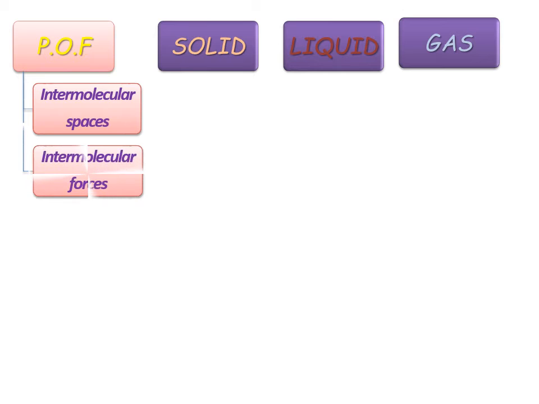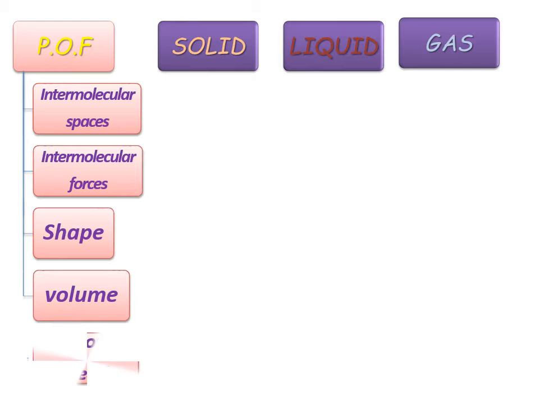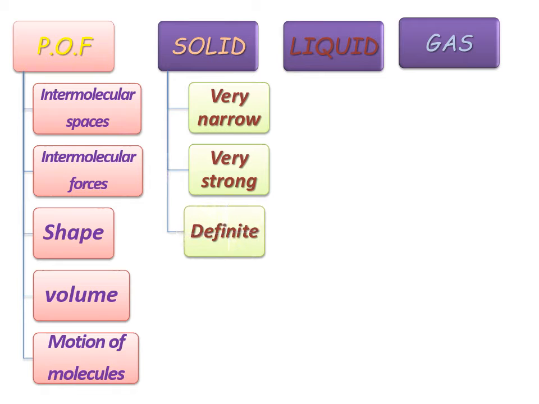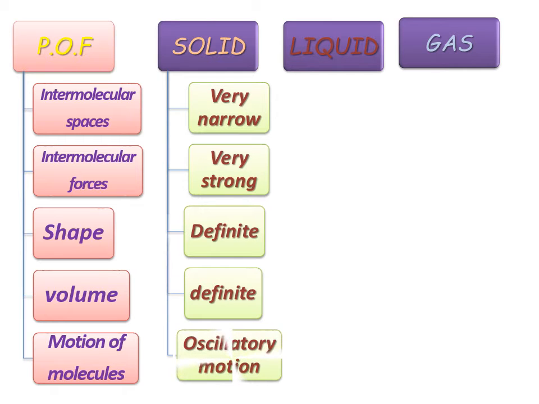Okay, let's make a comparison between solid, liquid, and gas: intermolecular spaces, intermolecular forces, shape, volume, and motion of molecules. In solids, the intermolecular spaces are very narrow, intermolecular forces are very strong, shape is definite, volume is definite, and the motion is oscillatory or limited motion.